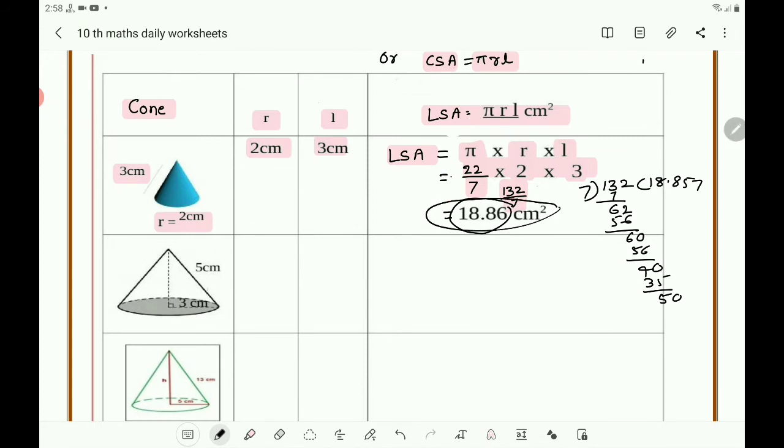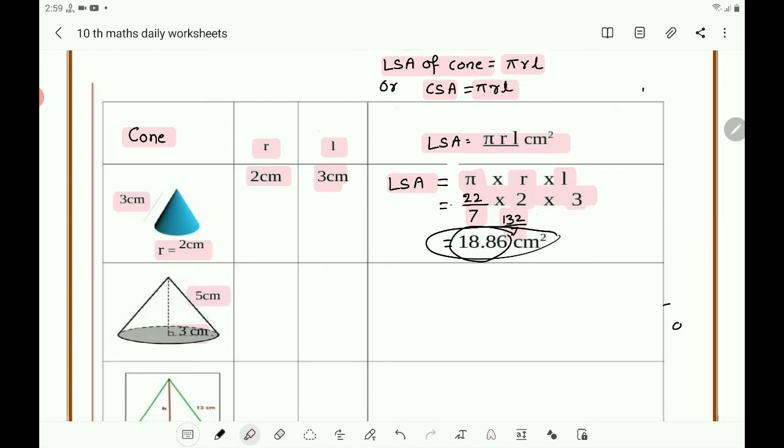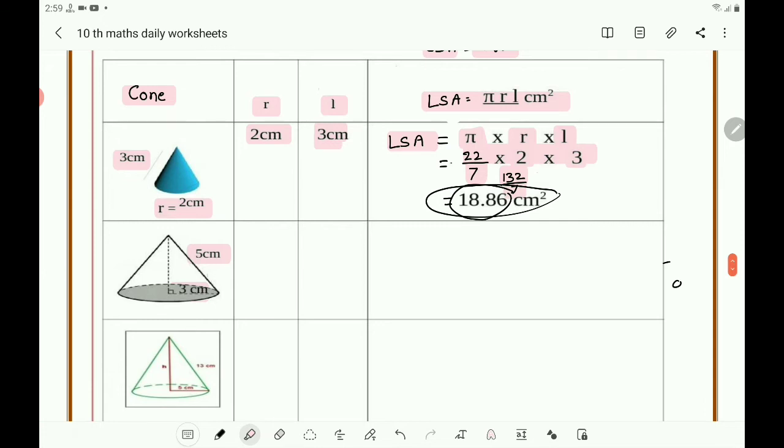That is the lateral surface area of the cone with radius 2 cm and slant height 3 cm. Next you take the second cone. In the second cone, here R is 3 cm and slant height is 5 cm. You write here 3 cm, here 5 cm. Write the formula for the LSA of the cone and get the lateral surface area.